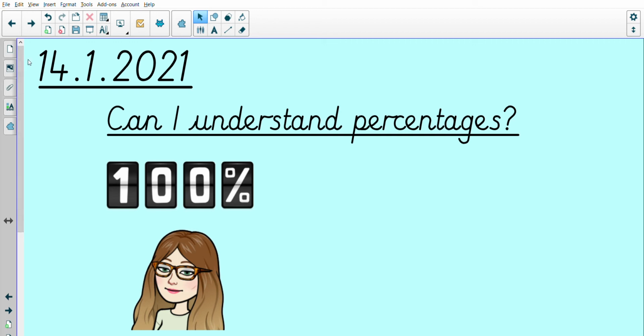Welcome back to today's learning. We are looking at percentages today. Can I understand percentages? And by the end of this lesson, hopefully, 100% of us will be able to understand.